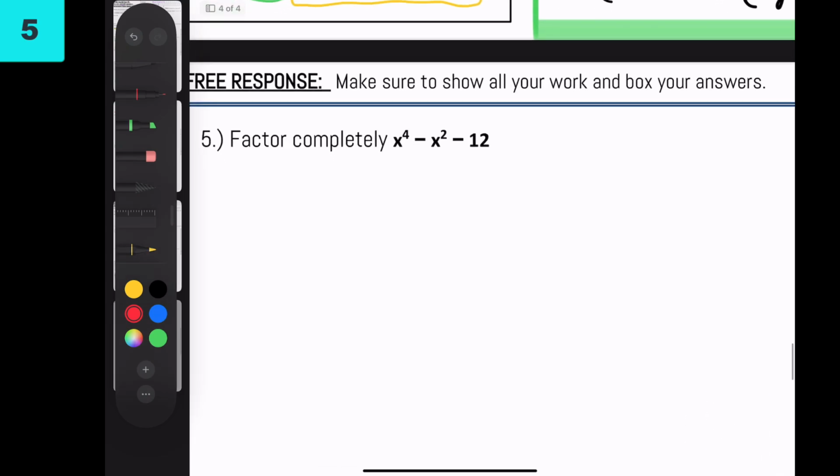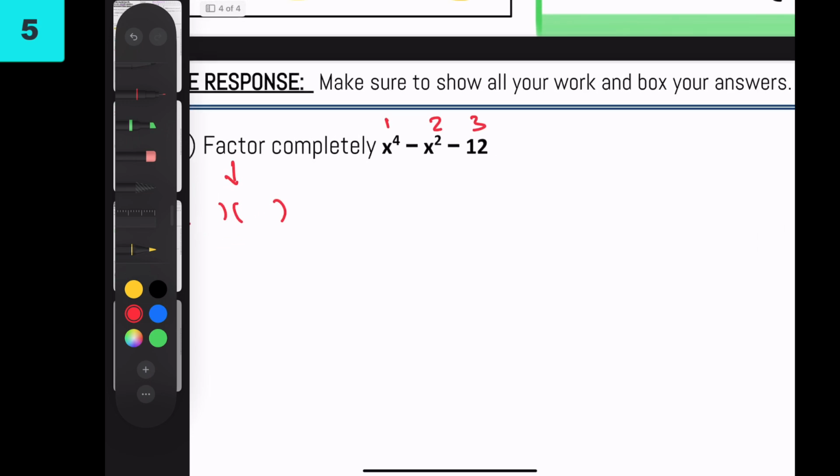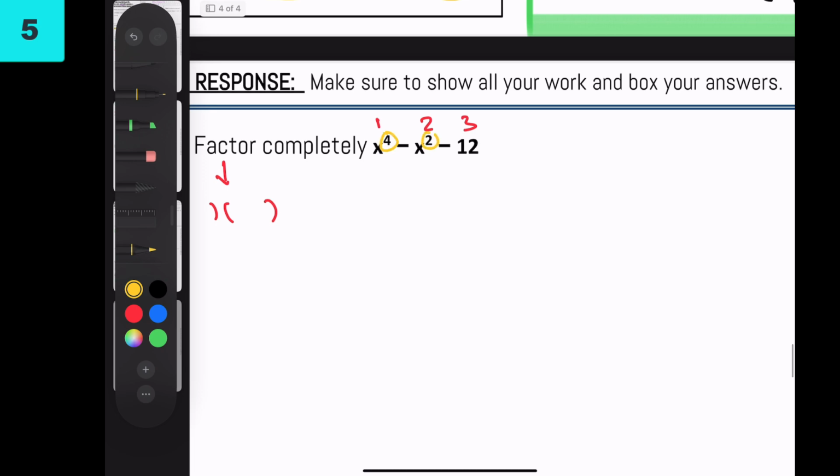Let's go to the back side, factor completely. So factor means my answers are like that, right? So I have 3 terms, and then half of 4 is 2. So I can use my X in my box.